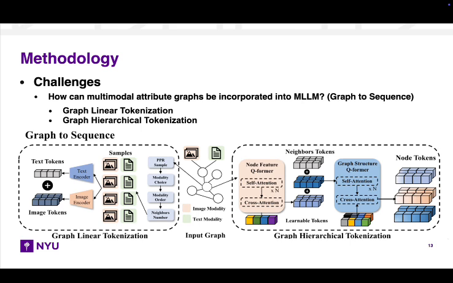And for graph hierarchical tokenization, in order to fuse the modalities, we design another feature QFormer, which has a self-attention module and a cross-attention module. We use a graph structure QFormer to fuse the neighbor tokens with the learnable tokens, and after that we have node tokens which we can feed forward to the multimodal LLM.